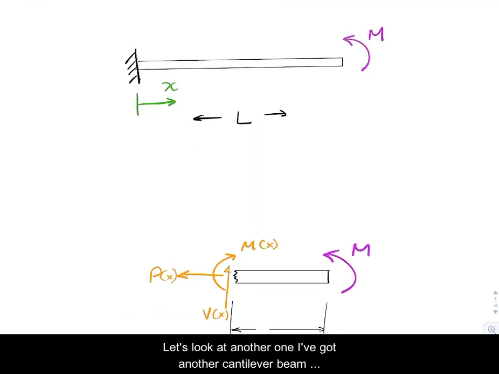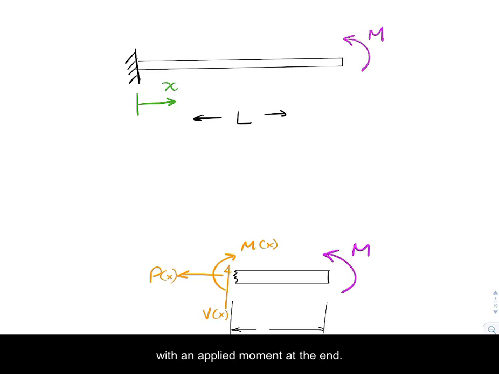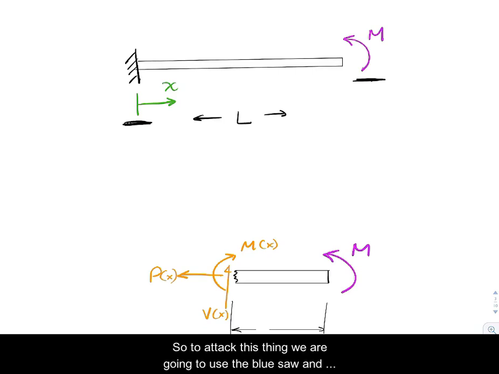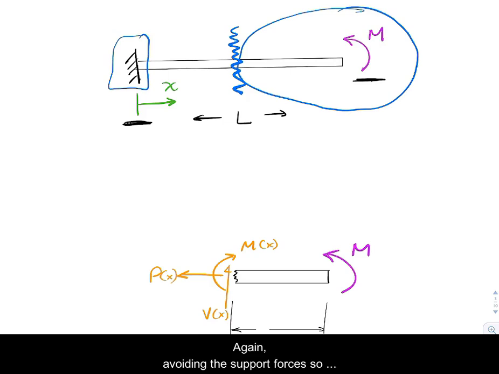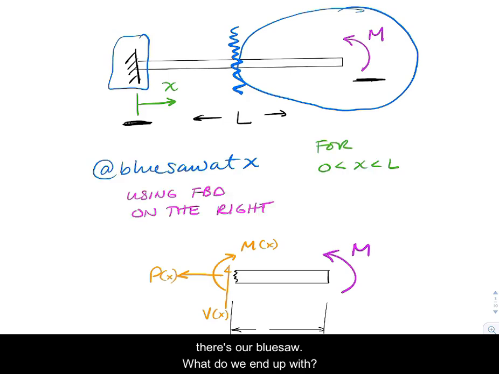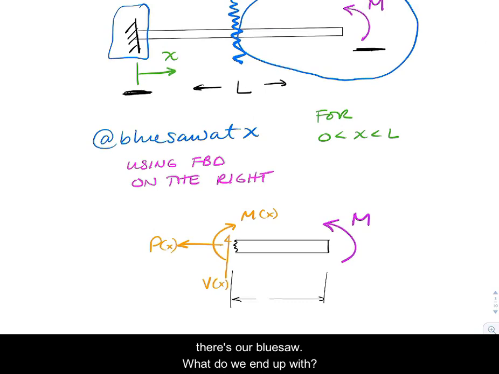I've got another cantilever beam with an applied moment at the end. It's purple, a parameterized external load, length L. Again, x is defined from the left. To attack this, we are going to use the blue saw. I'm going to cut it, and I'm going to use the free body diagram on the right-hand side this time, again avoiding the support forces. So there's our blue saw. What do we end up with? We have a free body diagram where, again, we've exposed the internal forces at a distance x.